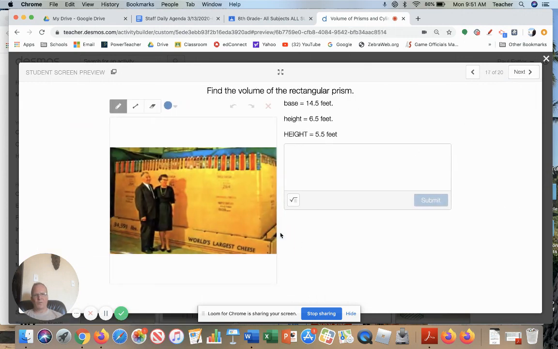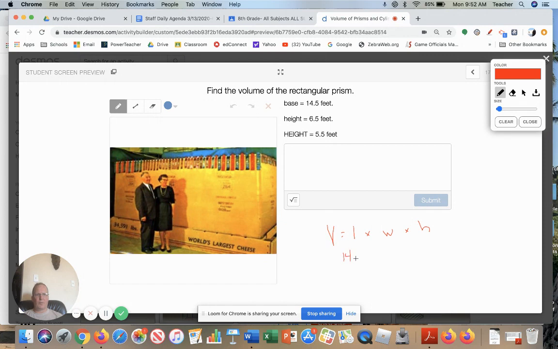Okay, we have the world's largest chunk of cheese. It is a rectangular prism. So for a rectangular prism, the formula is really simple. The volume is the length times the width times the height. So you're multiplying 14.5 times 6.5 times 5.5 and put your answer right there.